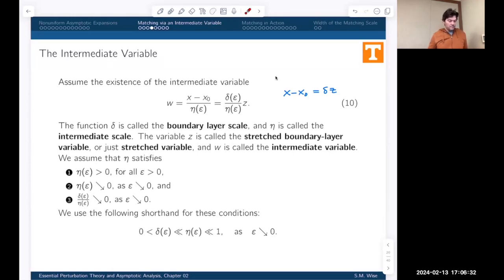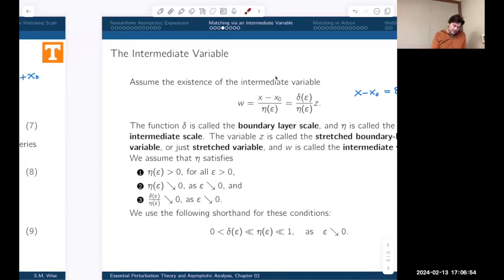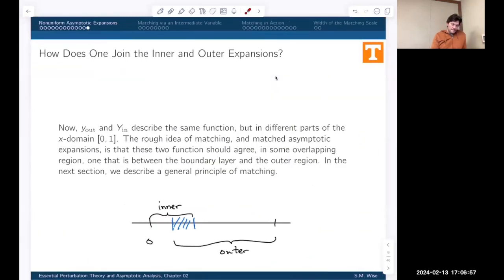W should be positive, just the same way that z was positive. It doesn't make sense to define w negative and eta negative just so you can have a positive product. But that's the idea, positive, positive. Now we need to assume a couple of things for the stretched variable or the stretched scale so that the intermediate variable is kind of intermediate to, it has to be in this regime. Not out here, not down here, right here. Okay, so how do we do that?